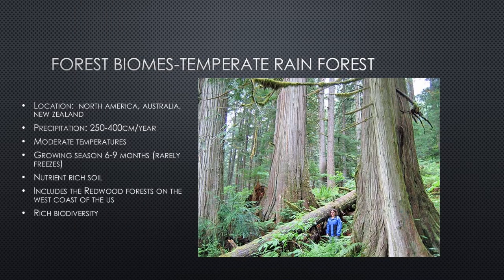Okay, our forest biomes. Next, we're talking about the temperate rainforest. So temperate, remember, meant average. These are located in North America, specifically in California and Oregon, also in Australia and New Zealand. And if you note, the precipitation is very large. That's why it's called a rainforest, right? But it still has moderate temperatures. This isn't super hot. And the growing season is 6 to 9 months, which is a really long time because it rarely freezes. And again, because we have deciduous trees, we have nutrient-rich soil.